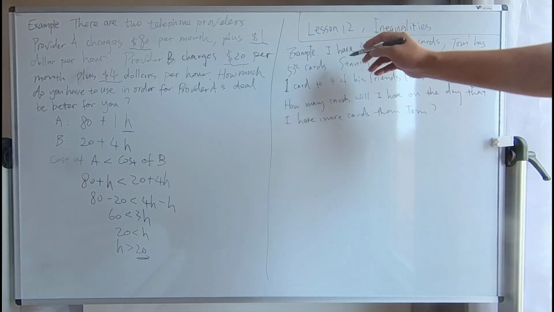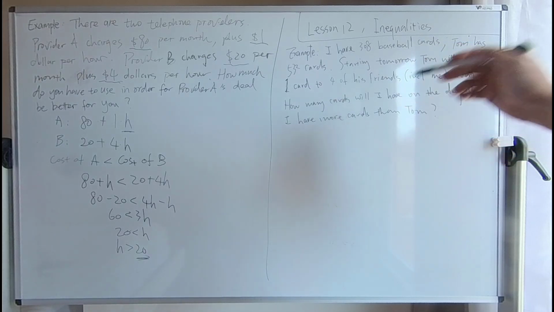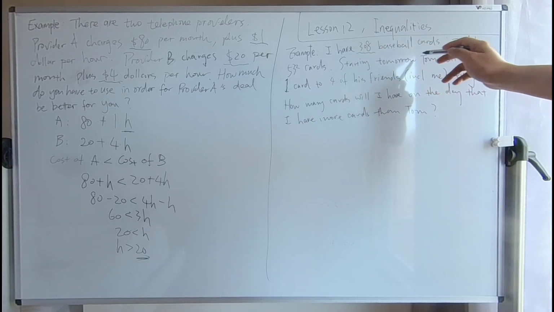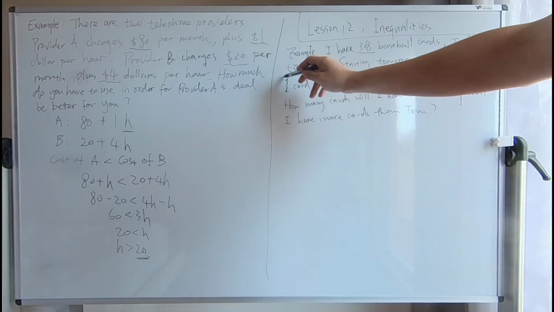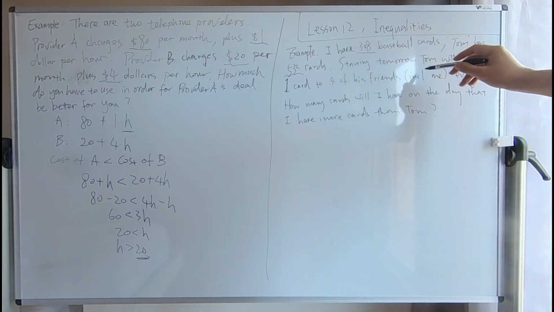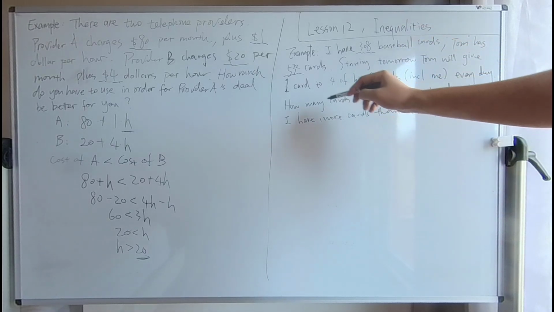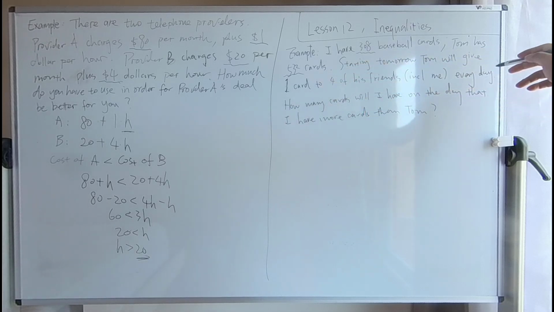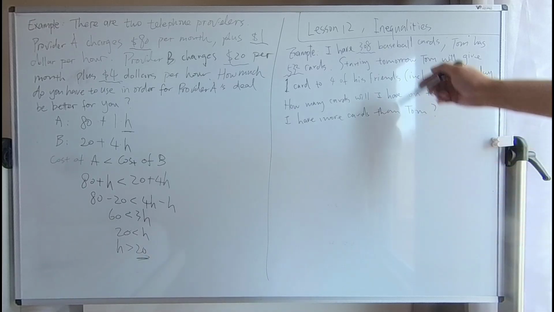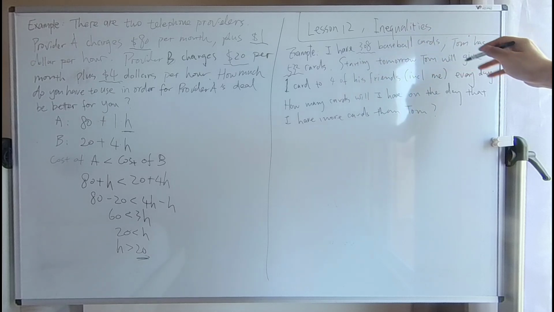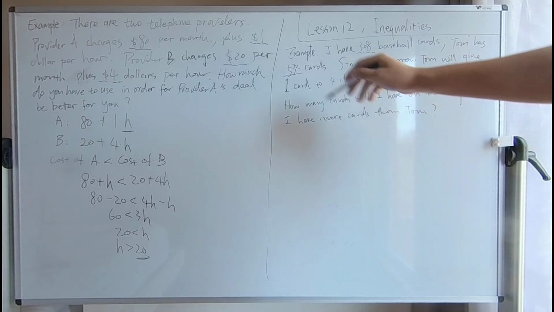Okay, let's see the second example, and the last example of this class. So the second example: I have 308 baseball cards and my friend Tom has 532 cards. So Tom has more cards than me today. But let's say starting tomorrow, Tom decides to give 1 card to each of his 4 friends, including me, every day. Then you can imagine that I will receive 1 more card day by day. Tom will be giving out 4 cards to his 4 friends day by day.